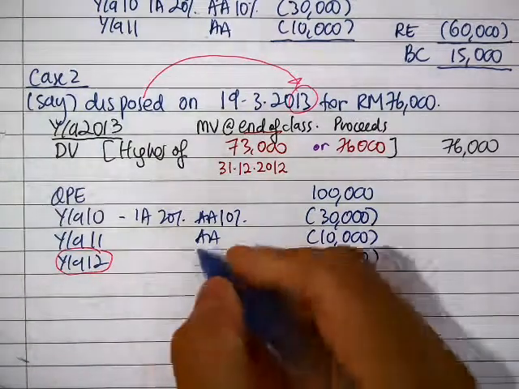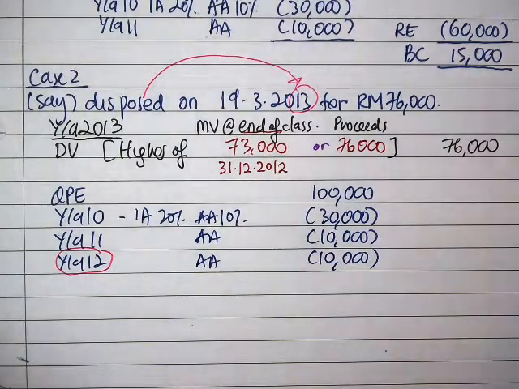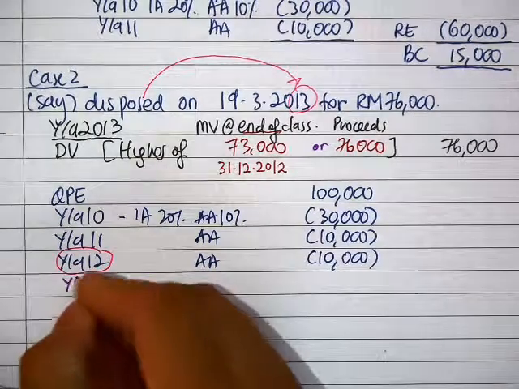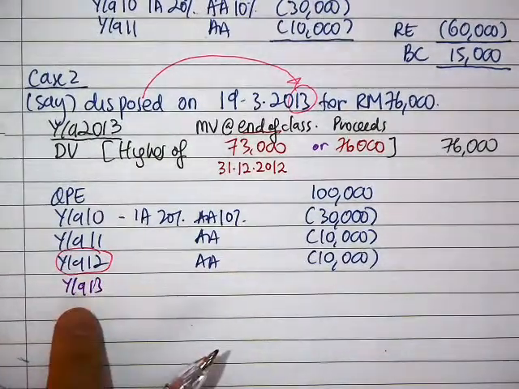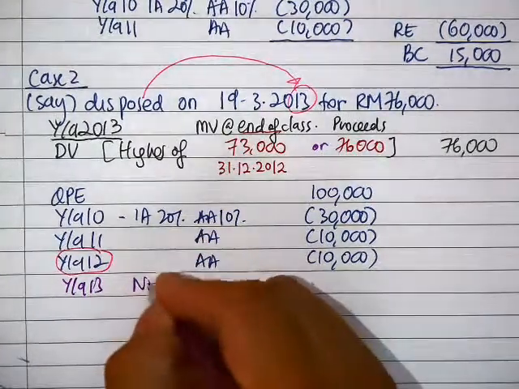So annual allowance, 1 more year. And the law mentioned that for cases that you dispose in the following period, you will have to work out the RE by claiming 1 additional allowance as if the asset is in use. That means you expect that YA 2013. Normally when you dispose you get no allowance, but in this case they say YA 2013.